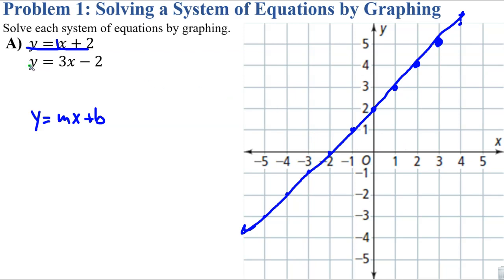Now I'll graph our second equation. Okay, y equals 3x minus 2. Y-intercept is negative 2 for this one. And the slope of 3, we can think of that as rise of 3 over run of 1.